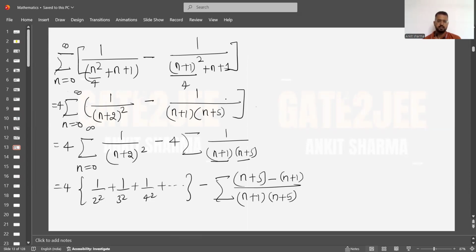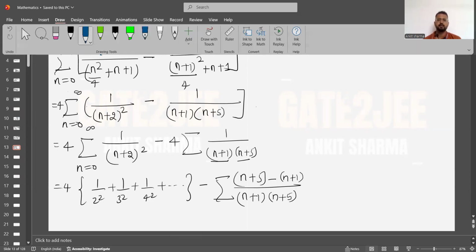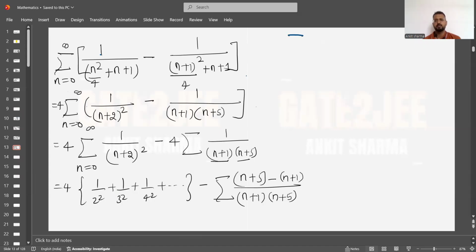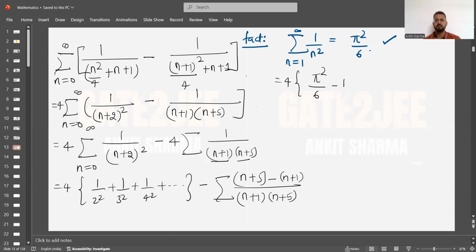Now, for this thing, we need to know the Basel problem. So the Basel problem is the sum of 1 over n squared, starting from n equal to 1 to infinity. This gives me pi squared over 6. So if I use this here, n starts from 1. But here n is from 2, so I need to write down one more term. This gives me 4 times (pi squared over 6 minus 1), because my n starts from 2, so this 1 I have to subtract.